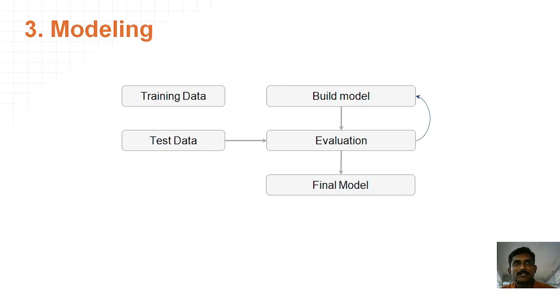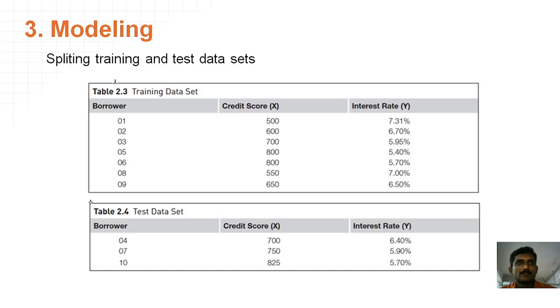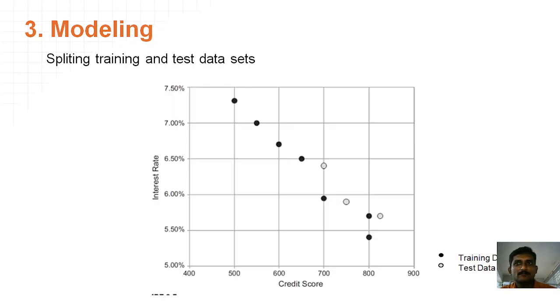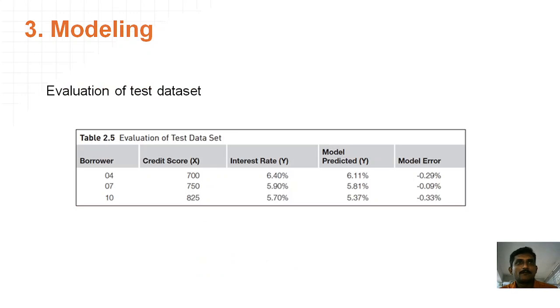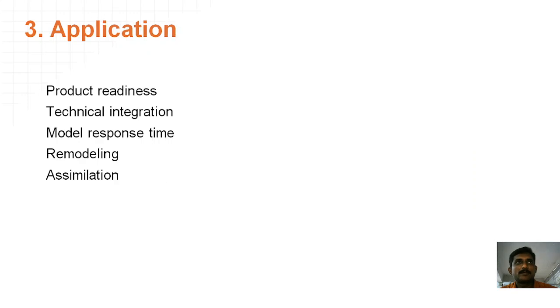This is the modeling process, training and testing data. You are building the model and making the evaluation. And this screen shows that you are separating the test data and training data. The shaded circle shows the training data, and the outlined empty circle shows the test data for the interest calculation based on credit scores. And finally the evaluated test data sets are shown in this table, and the application where you are going to apply the previously predicted things.